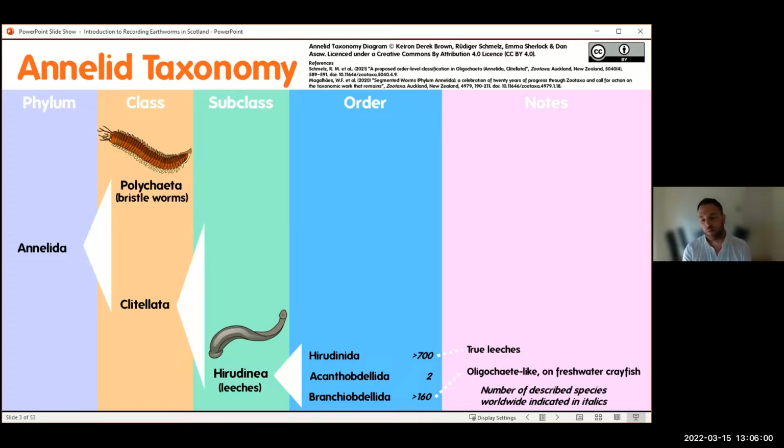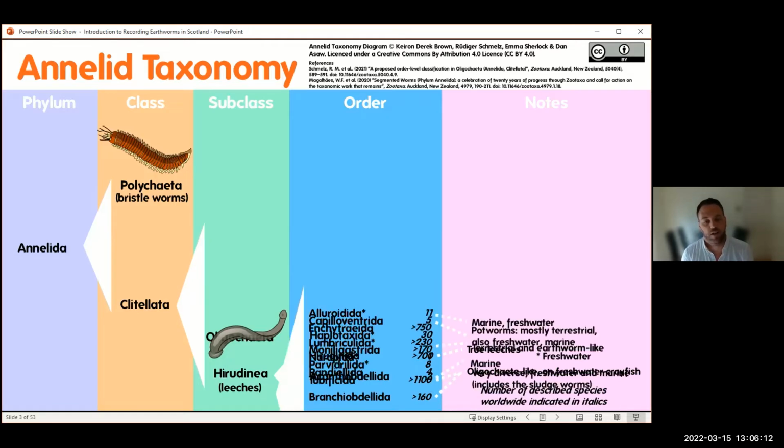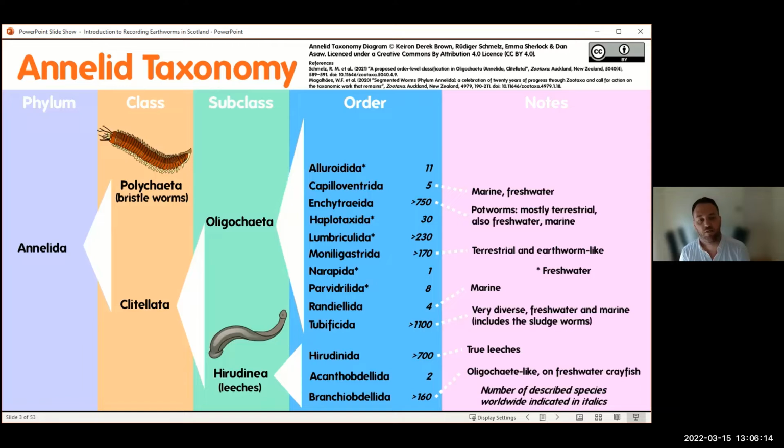So there's a couple of different groups that you can group together. The Hirudinea are the true leeches, and we've got over 700 of them described worldwide. The other category, the sister group to the leeches, is the Oligochaeta, and this really is a very big and diverse group. We can see there's lots of different orders there, and they range from marine to freshwater to terrestrial. Many of them are freshwater.